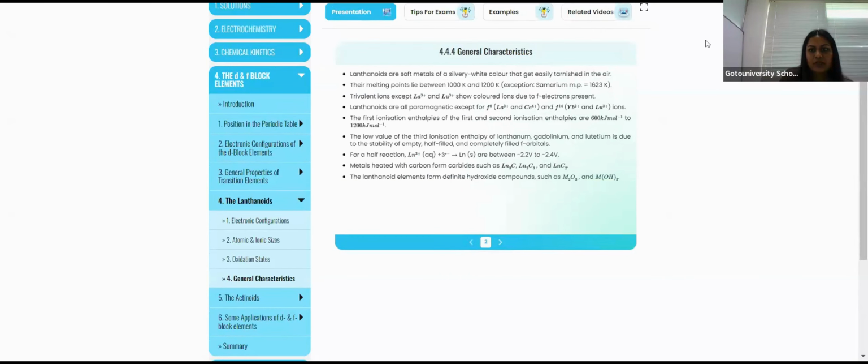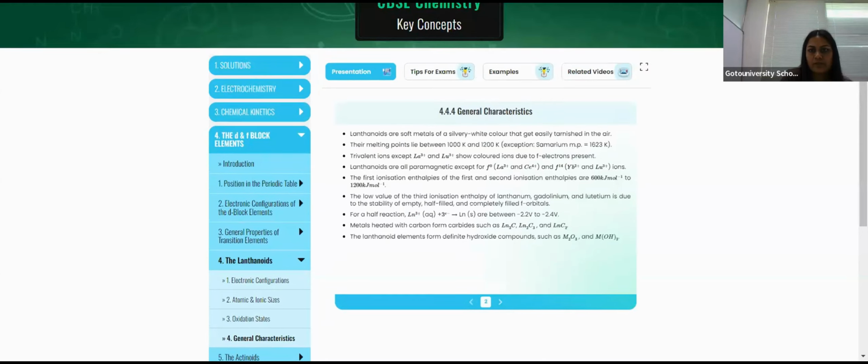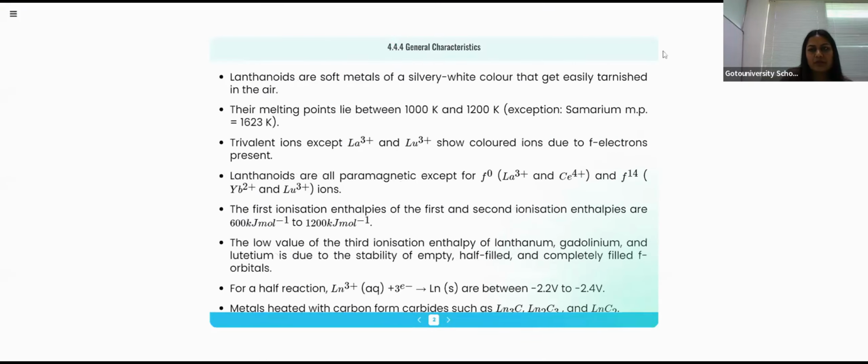Moving on to the general characteristics of lanthanoids, where we will sum up what we have studied, what type of metals lanthanoids are and what their characteristics are. First of all, they are soft metals of silvery white color, and they get easily tarnished in the presence of air. They have melting points between 1000 Kelvin and 2000 Kelvin, and they generally have trivalent ions, meaning their oxidation state generally lies at +3.